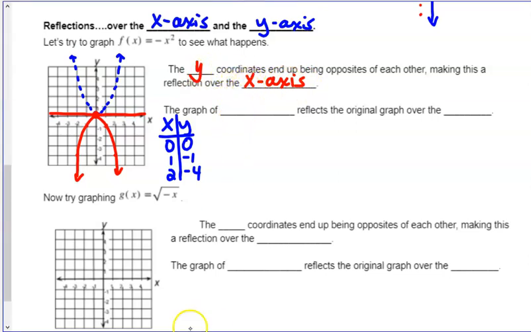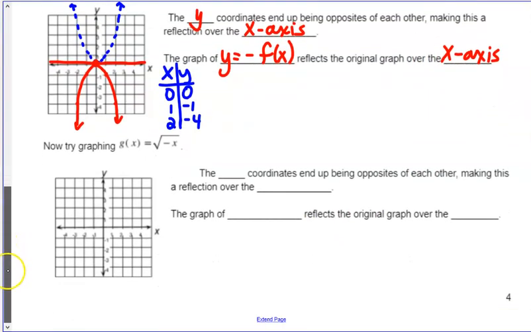We have an x-axis reflection. Therefore, y equaling the opposite of our original function reflects the original graph over the x-axis. Now, similarly, we have this square root function, and what happens to it? Well, if I try to plug in some points, we know that the original square root function looks something like that.